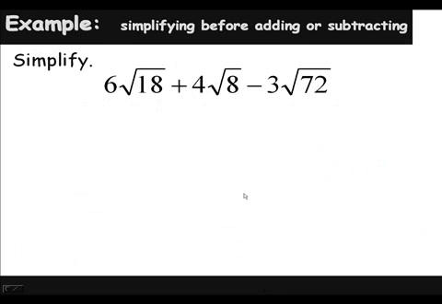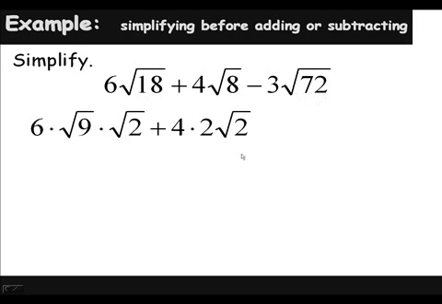Let's simplify this one. In this example, we're going to simplify before adding or subtracting. 6 root 18 plus 4 root 8 minus 3 root 72. None of these are alike, but root 18 is the same as root 9 times root 2. Root 8 is the same as root 4 times root 2, which is 2 root 2. In fact, if you see root 8 enough, you might as well just learn that it's 2 root 2. You get tired of writing it out in this form.